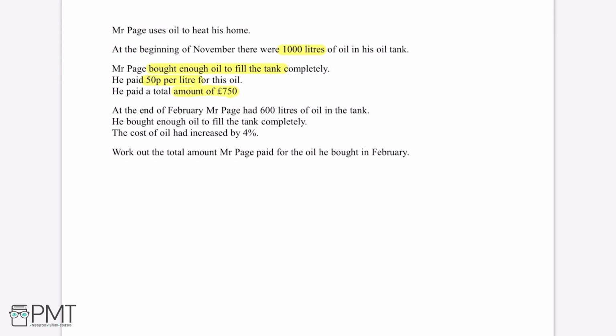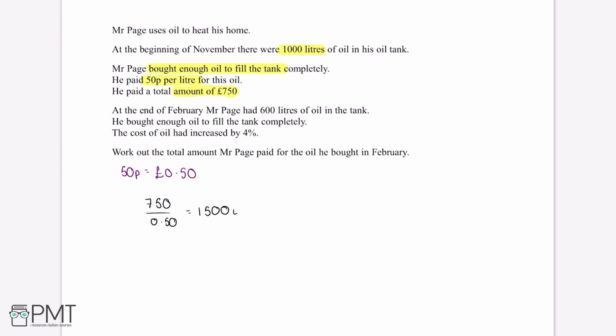So the first thing we'll want to do is convert this 50p into pounds. So 50 pence is equal to £0.5. So now what we can do is we can work out how many litres it takes to fill the tank completely. And to do this we can do 750 divided by 0.5. And this gives us a value of 1,500 litres.